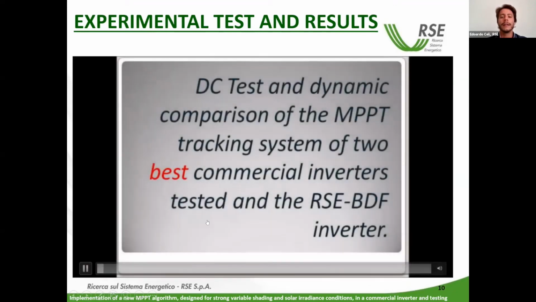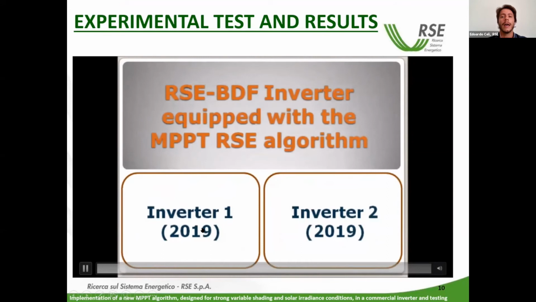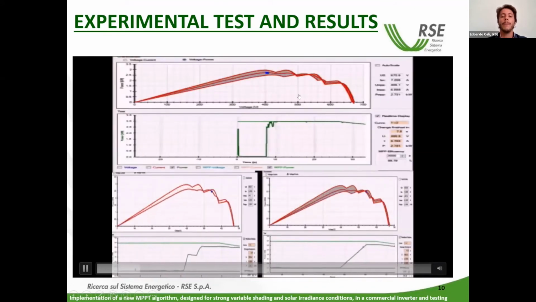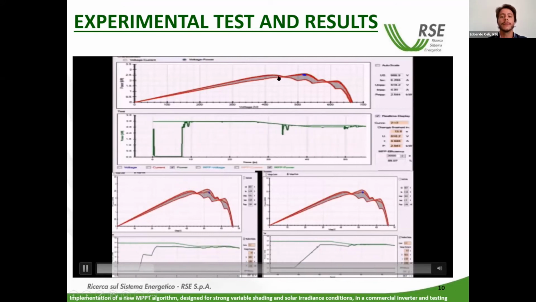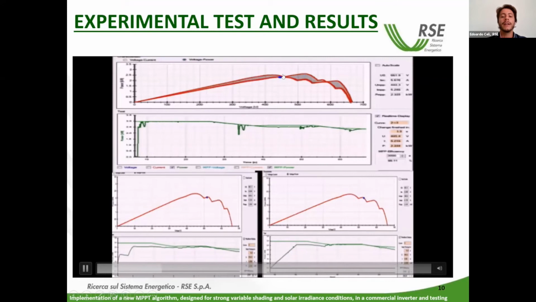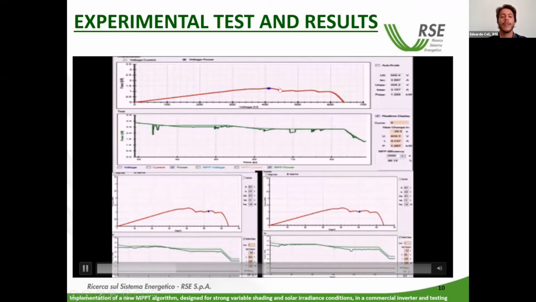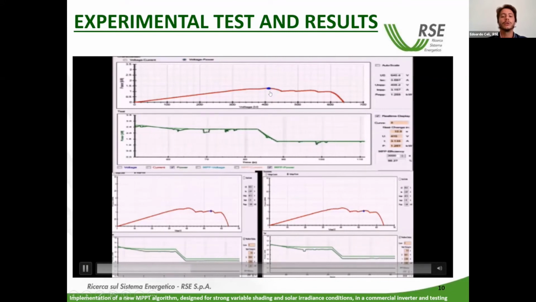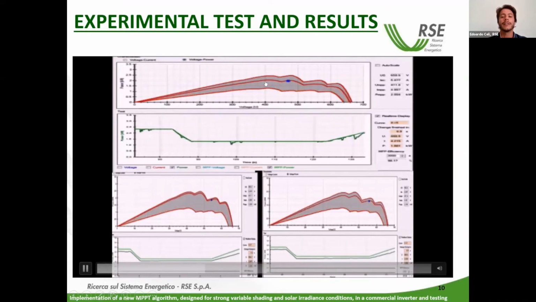The scenario is characterized by strong conditions with partial shading and solar radiance transition. At the top, we have the behavior of the RSE BDF inverter. The blue point is the working point along the PV curve in red. As we can see, the RSE BDF inverter is able to find and track continuously and dynamically the maximum power point, avoiding energy losses.